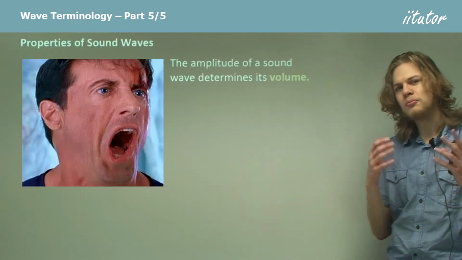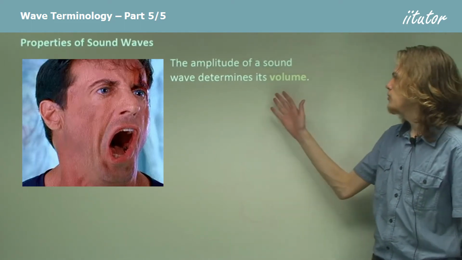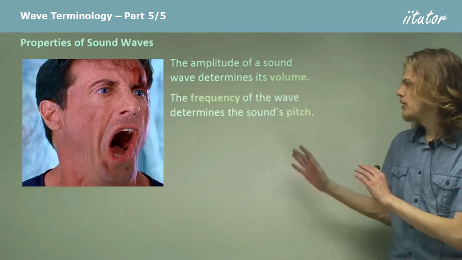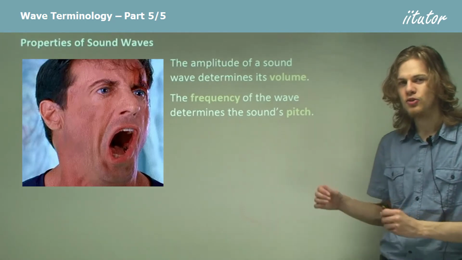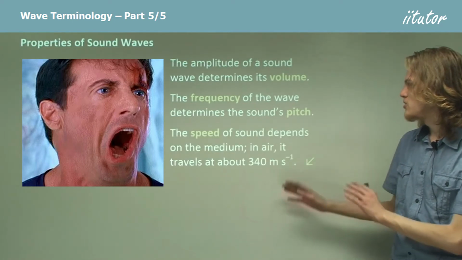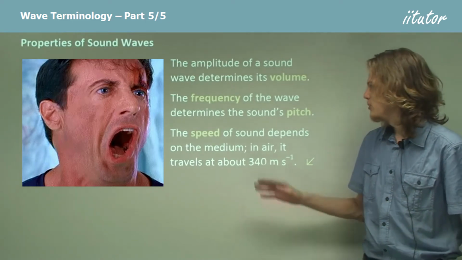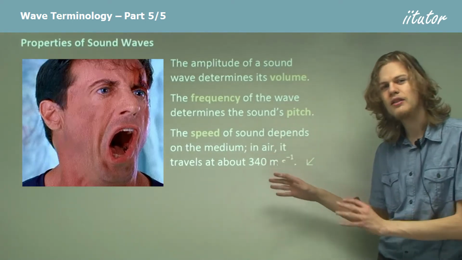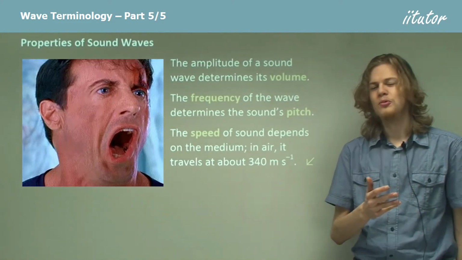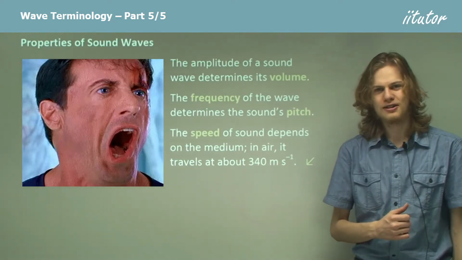So let's apply some of these terms to real-world waves, in particular sound. So the amplitude of a sound wave determines its volume and its intensity, for that matter. The frequency of the wave determines its pitch, so whether it's high or low, right? And the speed of sound depends on the medium through which it travels. And if we know the frequency and we know the speed, then we can use that to calculate things like the wavelength. So in air, which is what we're of course all used to, sound travels at about 340 meters per second.